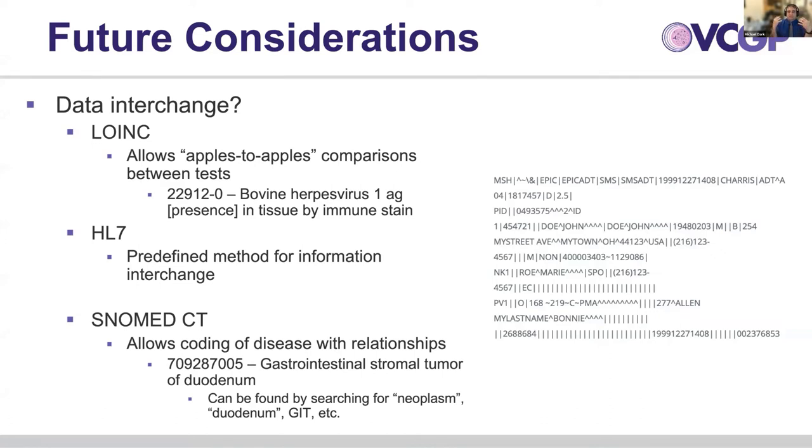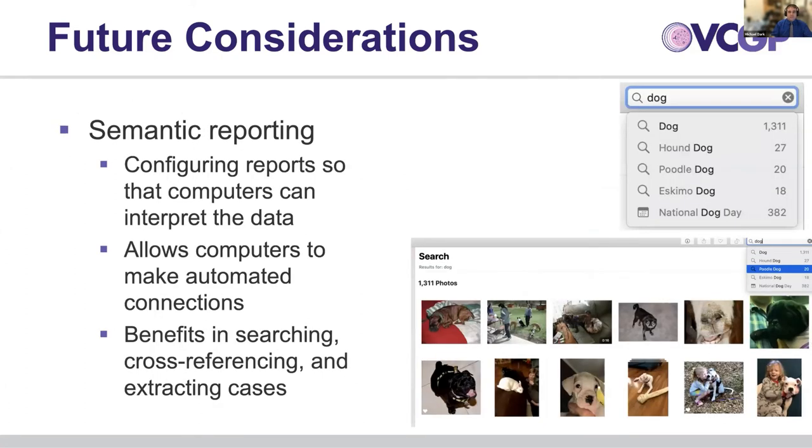So there's a lot of standards that we could do to make this easier. And ultimately, what we should be looking for is to go towards semantic reporting. That allows computers to figure out what you're doing as well. To give you an idea, this is iPhoto. This is my iPhoto library. If I put in that I'm looking for dogs, it will pull out photos of dogs.